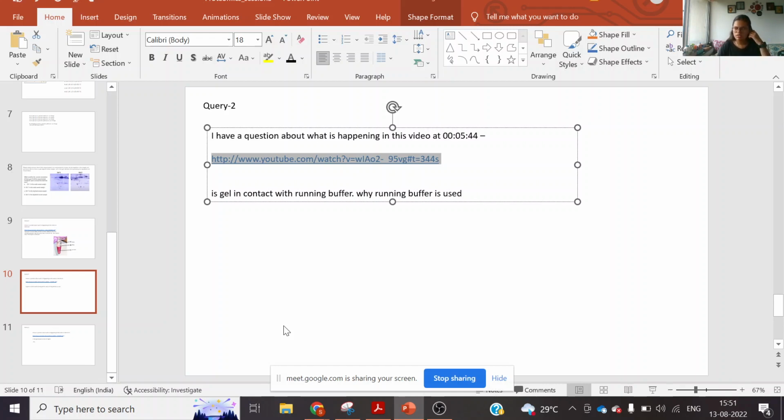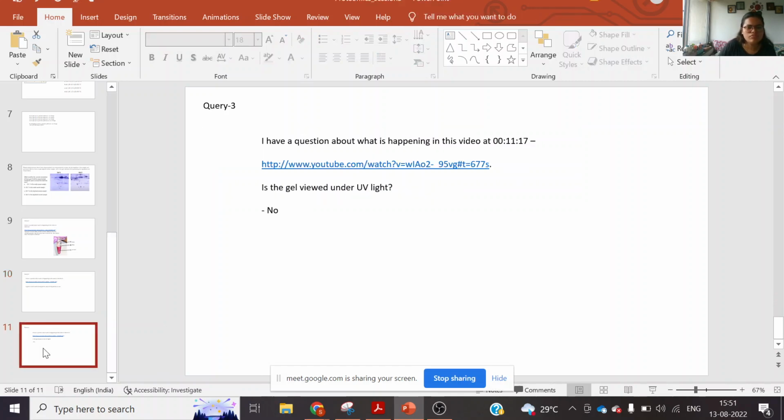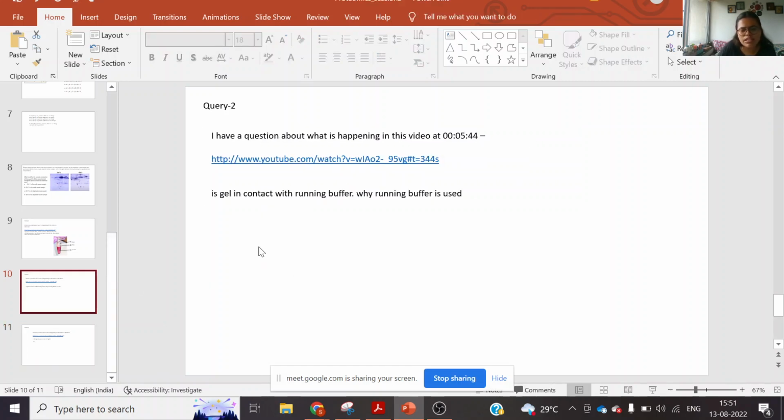It is not just common to SDS-PAGE or electrophoresis for protein, but be it any kind of electrophoresis, running buffer is important, because without that, the current will not flow, and your proteins will not go from one end to another end. So I hope this is clear. Whoever has asked, I hope I have cleared your doubt.